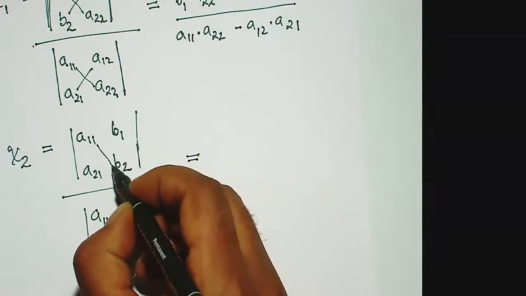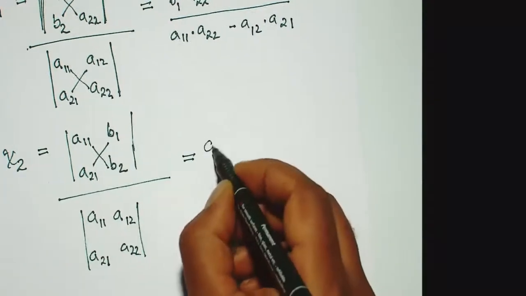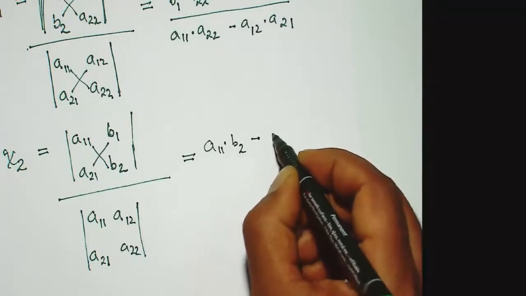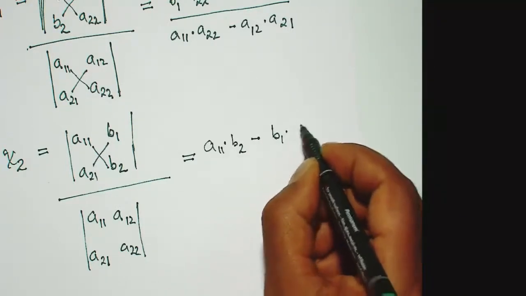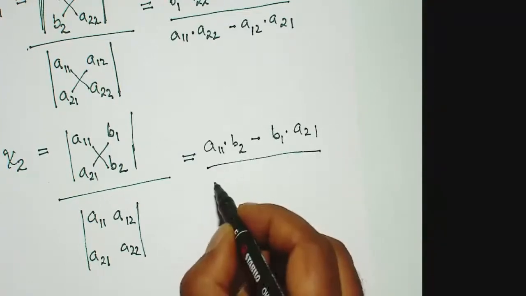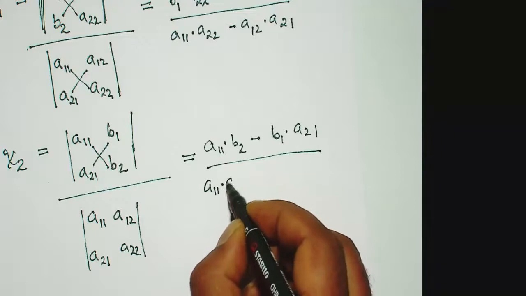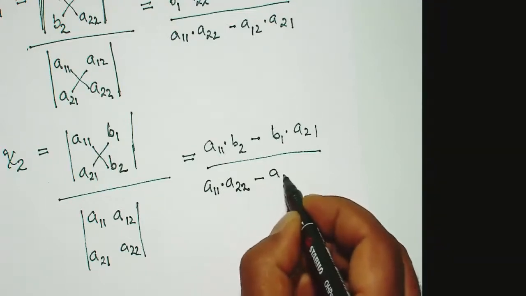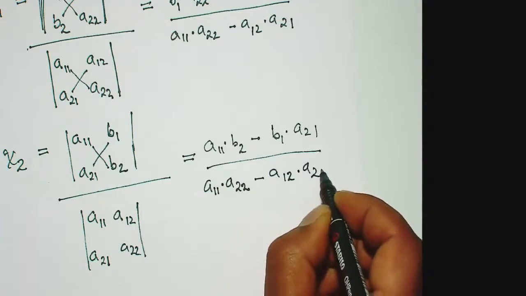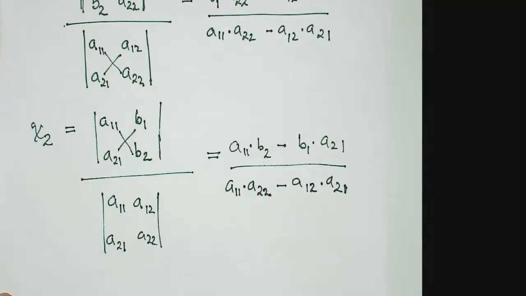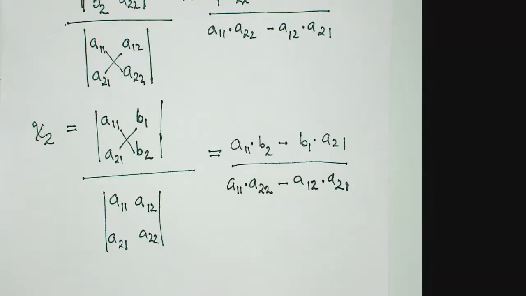Again, when we solve this, we take the diagonal multiplication, A11 multiplied by B2, subtracted by B1 multiplied by A21, and this again is to be divided by the determinant of our A matrix, which is already calculated above. So this gives you a solution for x1 and x2. If you want to solve for these numbers, you would then use Cramer's rule to solve for x1 and x2 as mentioned earlier.